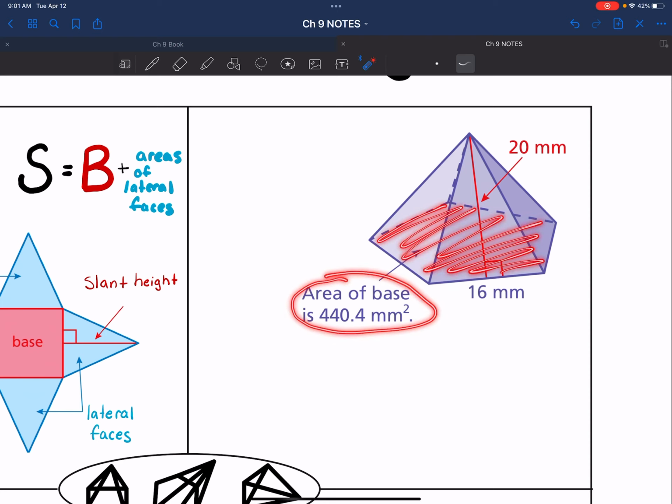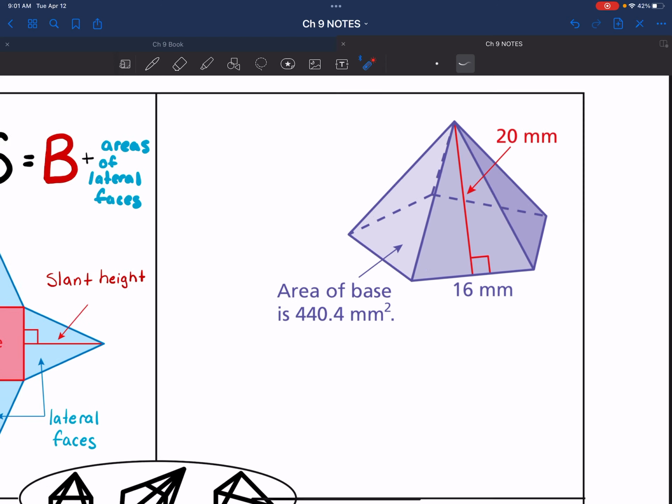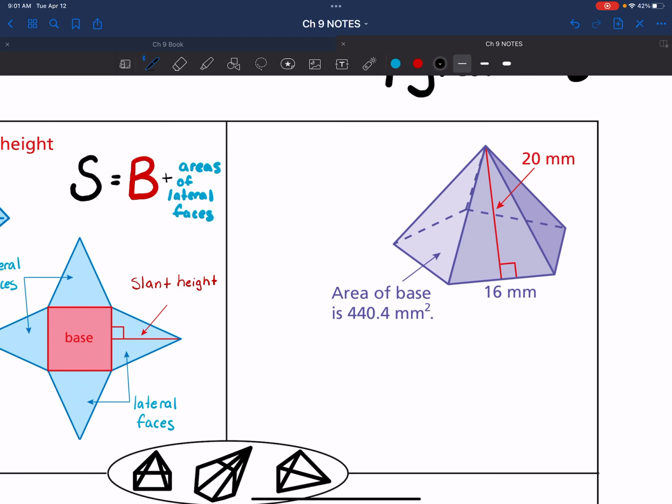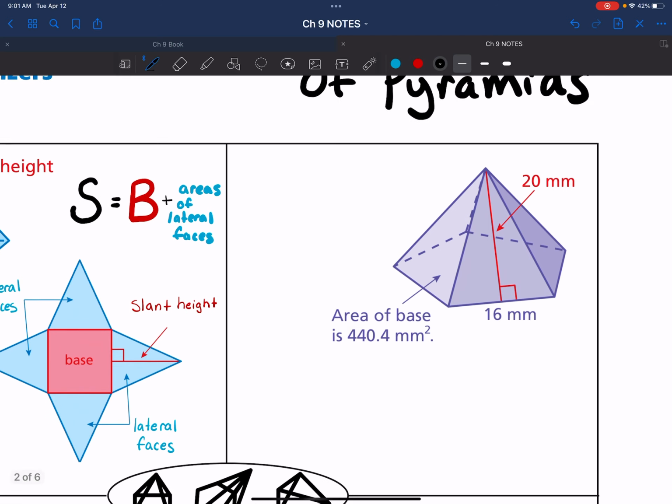So the area of the base is this. Now I need to find the surface area of the entire thing. So here's what I want us to do. I want us to write the formula at the very top. We're going to say S equals surface area equals area of the base plus, I'm going to use an abbreviation for areas of lateral faces. I'm going to say AL for area of lateral, okay?